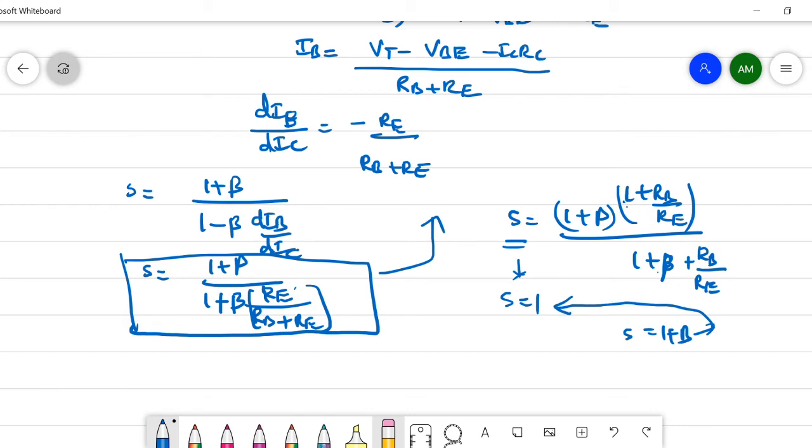This improvement in the stability, up to a factor equal to 1, is achieved at the cost of power dissipation. And to improve the stability, the equivalent resistance RB must be decreased and the RE value must be increased here. So this is about the self-bias method. The stability is almost equal to 1, so finally the stability is improved here.